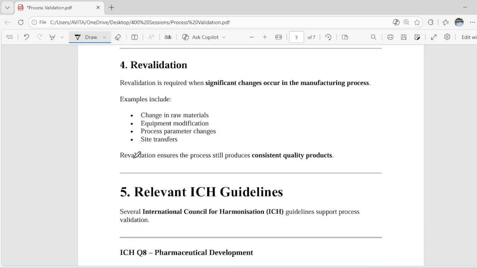The last one is revalidation. It is validation required when a scientifically significant change occurs in the manufacturing process. Examples are a change in raw material, equipment modification, process parameter change, and site transfer. Revalidation ensures the process still produces a consistent quality product.